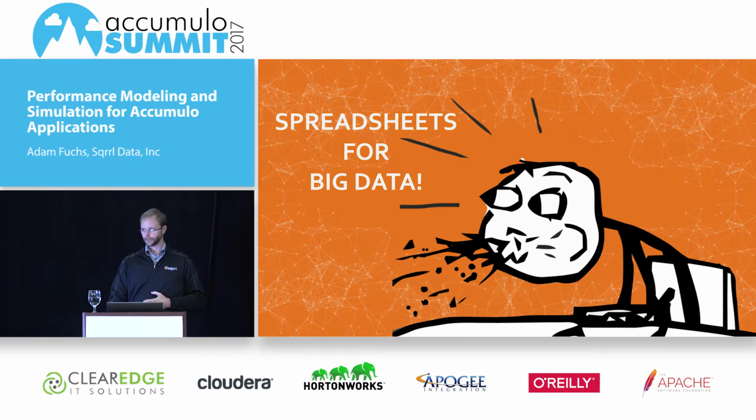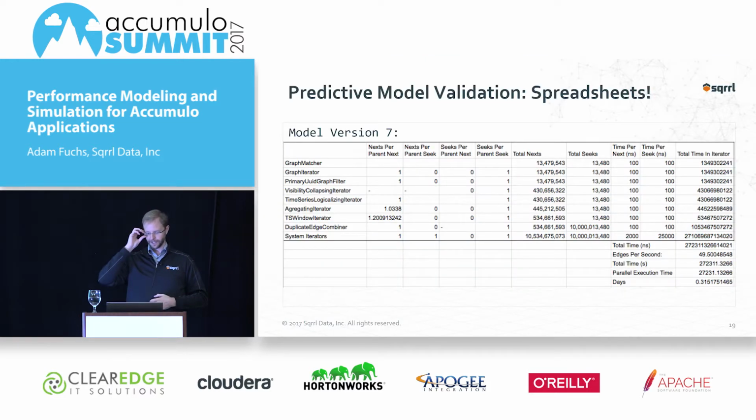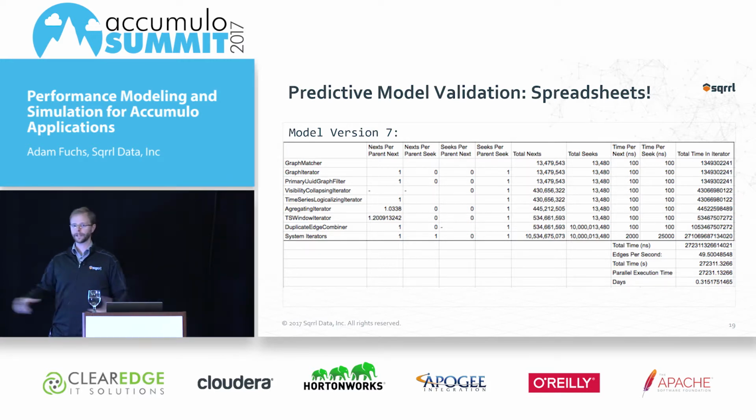So this is where we get into spreadsheets for big data. Yay. You weren't expecting that, were you? So, boiling a big data system down into a consumable set of statistics also makes it so you can use all sorts of neat tools like spreadsheets for that. This is probably like version 7 of the model that we did for this particular query. This was a graph query that we did. It was looking at iterating through a neighborhood and selecting a particular subset of edges.